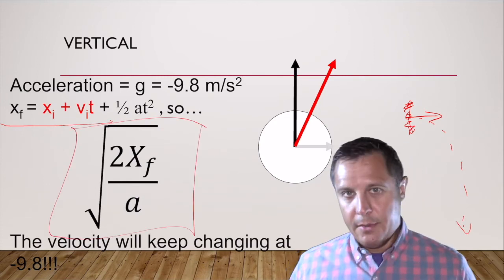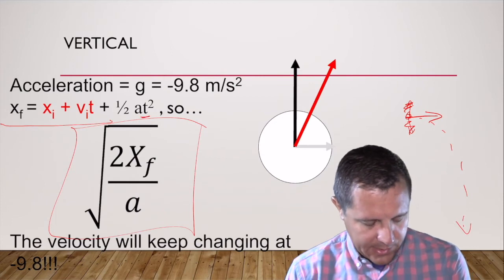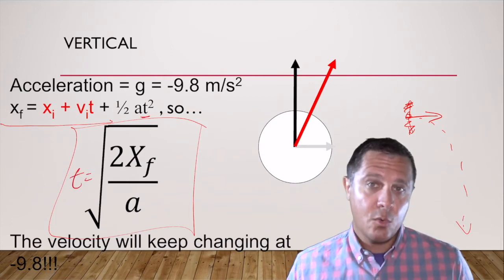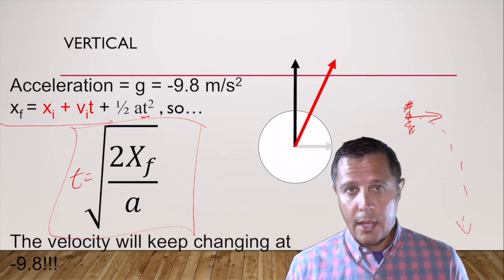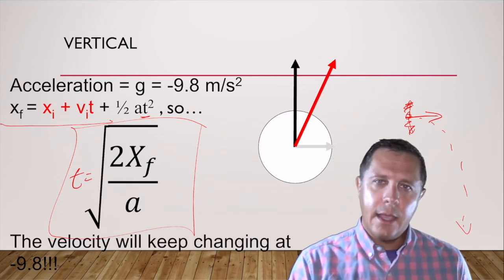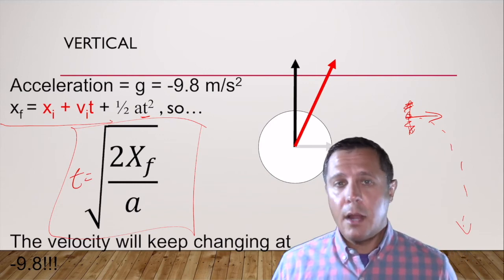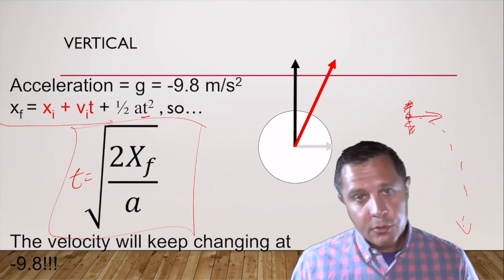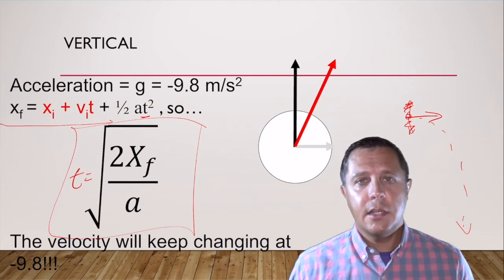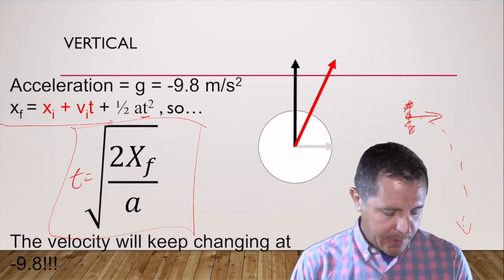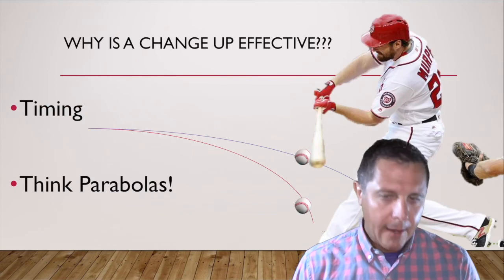I even put the equation there again, where if you had to solve for t in this equation, you'd have t is equal to the square root of 2xf over a. Okay, you can check your math on that later, but you will be seeing that a lot when we do these half parabola problems. And just remember, velocity is always changing, always have that negative 9.8 meters per second squared.